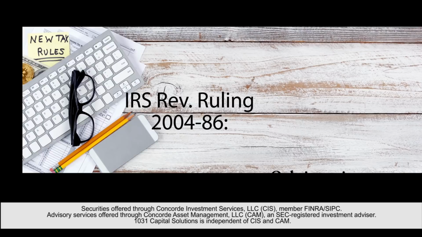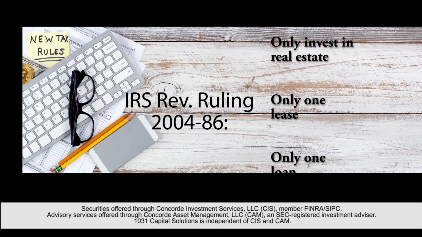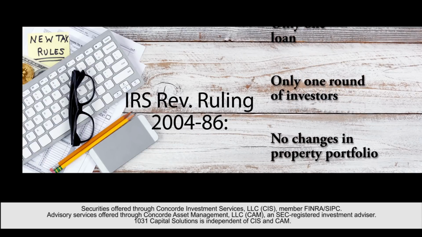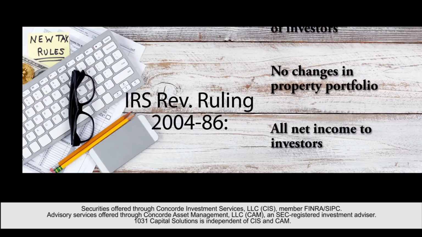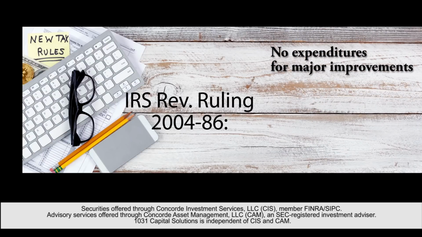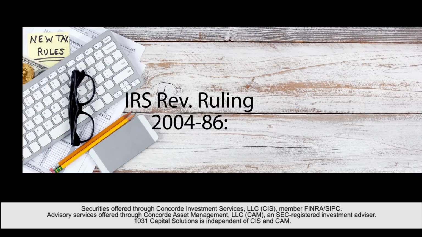Under IRS rules, a 1031 DST must invest only in real estate with only one lease, only one loan, only one round of investors, and only one portfolio of properties. All net income must be distributed to investors with no expenditures for major improvements.